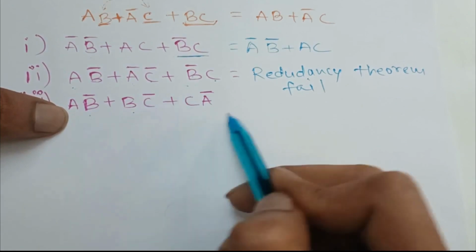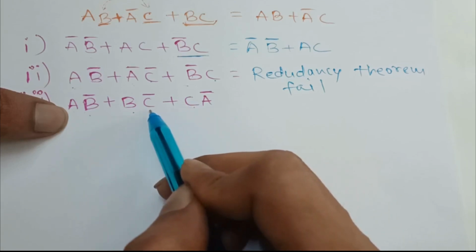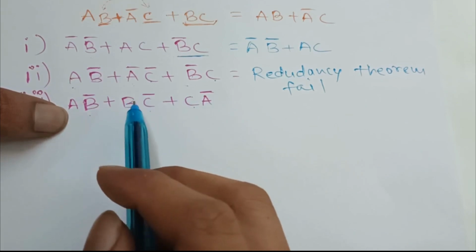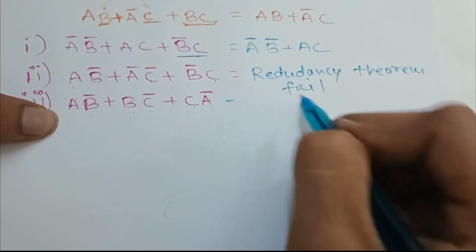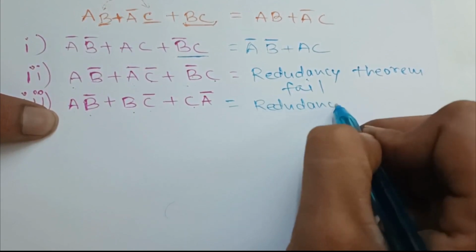If you check for C, it is there in non-complemented form and here in complemented form. So A bar B we will need to find, but there is no A bar B term. So here also the redundancy theorem fails. Redundancy theorem fails.